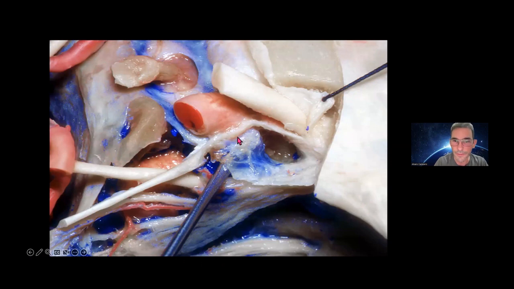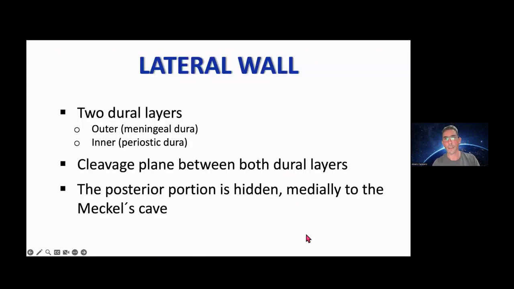Another important thing, we have a very thin membrane, the carotid collar, in the lateral portion of the clinoid segment of the carotid artery. So distal dural ring, carotid collar, proximal dural ring, optic strut. In relation to the lateral wall of the cavernous sinus, we have two dural layers, an outer thick meningeal dura, and an inner layer, a periosteal dura. And there exists a cleavage plane between both dural layers.